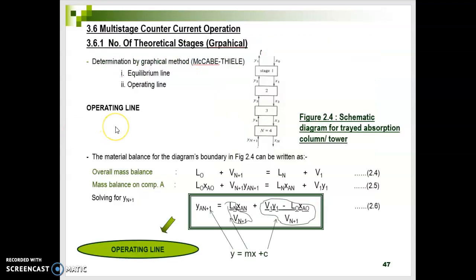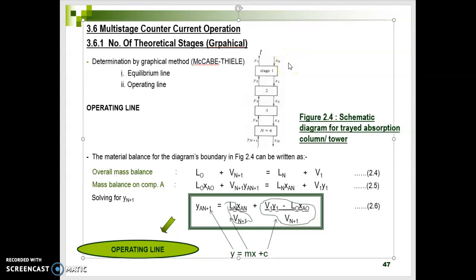Now we go to determining the stages for the plate or tray tower. In order to determine the stages, we use the graphical method, called the McCabe-Thiele method. There are two lines that we need to draw on the graph: the equilibrium line and the operating line. Before we obtain these lines, we first need to draw the schematic diagram of the tray.